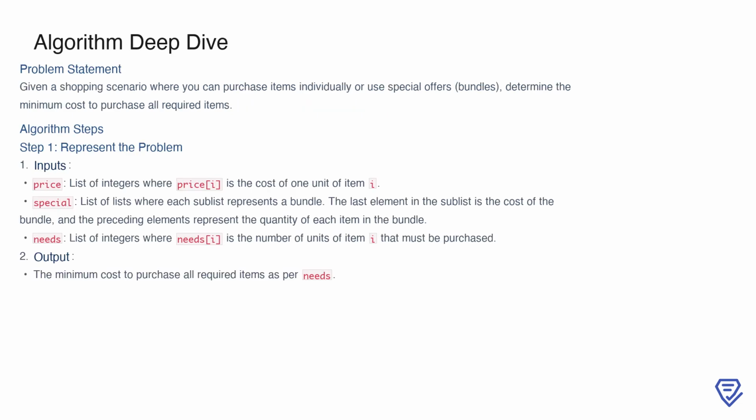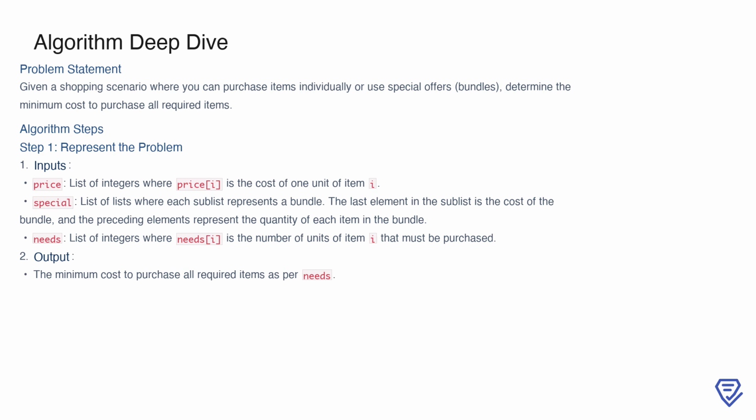The problem we're tackling involves a shopping scenario where you aim to minimize costs while fulfilling a shopping list. You have two ways to buy items: purchasing them individually at their given prices, or using special offers, which bundle certain quantities of items at a discounted price. The inputs include the price list, which tells you the cost of each item individually, the special list, which details the bundles available and their costs, and the needs list, which specifies the quantities of each item you must purchase. The goal is to determine the lowest possible cost for fulfilling the requirements and needs using any combination of individual purchases and special offers.